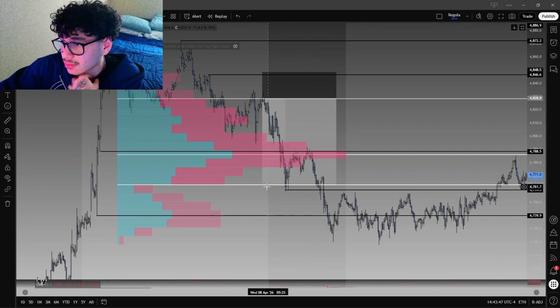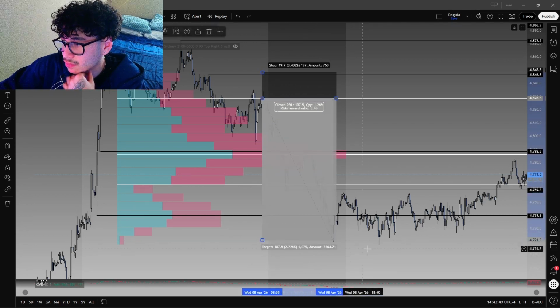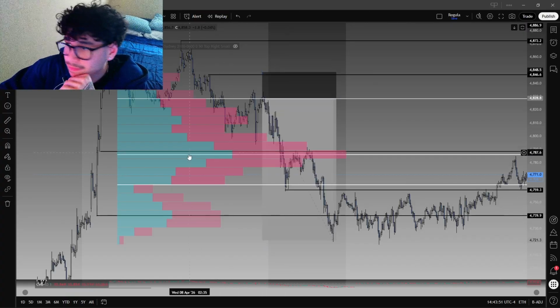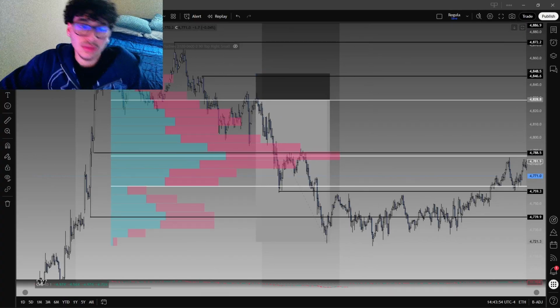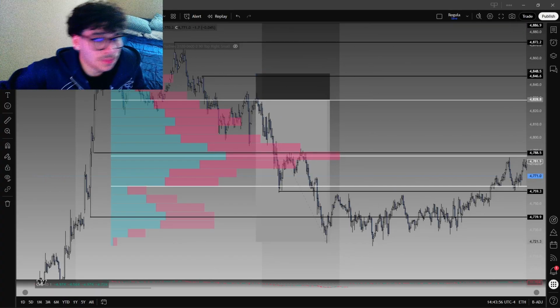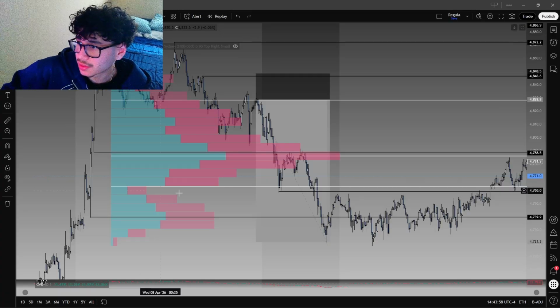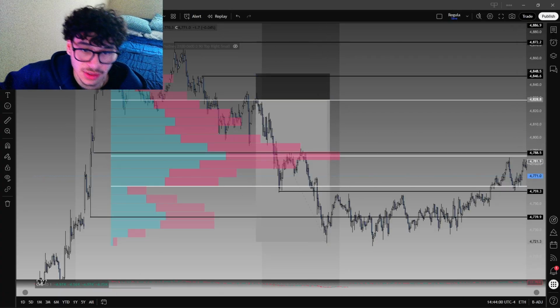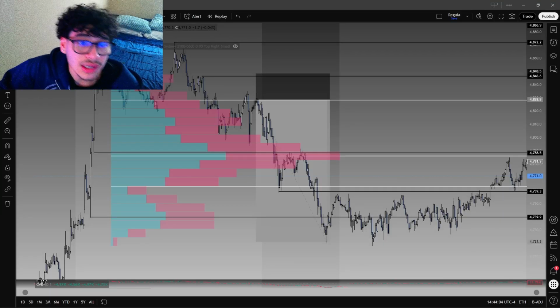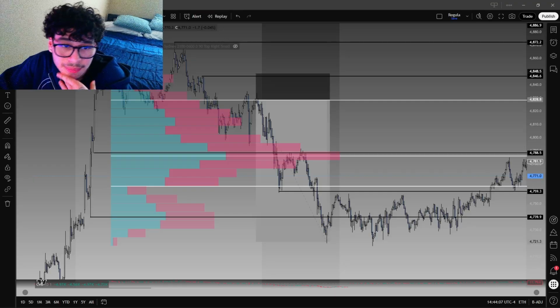You get what I'm saying? So your target is usually a POC, because price wants to return to this fair value, or the price agreed upon. And setup 2 would be acceptance and breakouts.